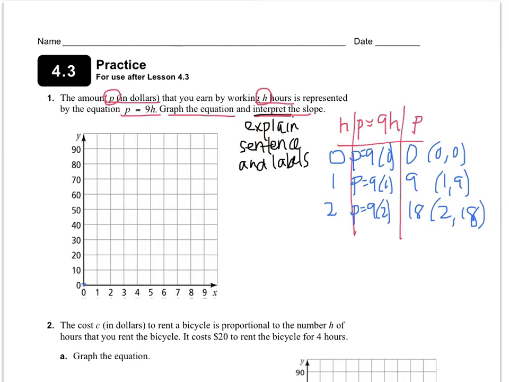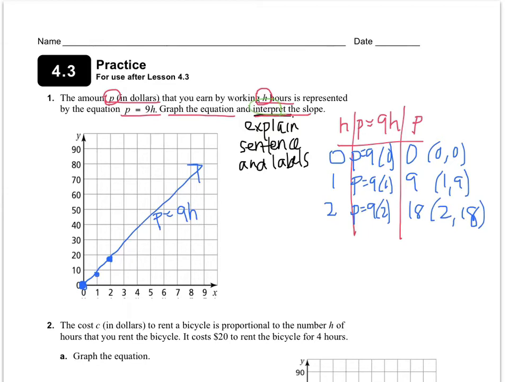(0, 0). I'm going to estimate where (1, 9) is. That's just a smidge below the 10. And (2, 18) is about here. So grab your favorite straight edge, make a line going right through the points. Please try and be straight and accurate. And let's write the equation on it. P equals 9H.